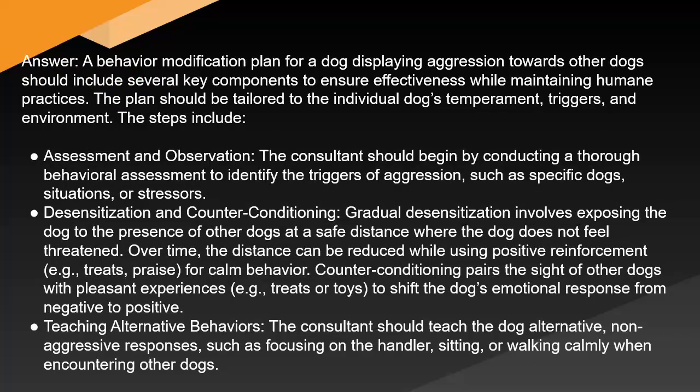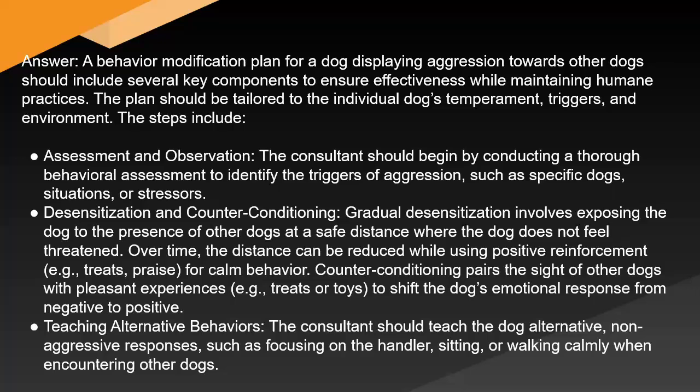Answer: a behavior modification plan for a dog displaying aggression towards other dogs should include several key components to ensure effectiveness while maintaining humane practices. The plan should be tailored to the individual dog's temperament, triggers, and environment. The steps include assessment and observation. The consultant should begin by conducting a thorough behavioral assessment to identify the triggers of aggression, such as specific dog situations or stressors.